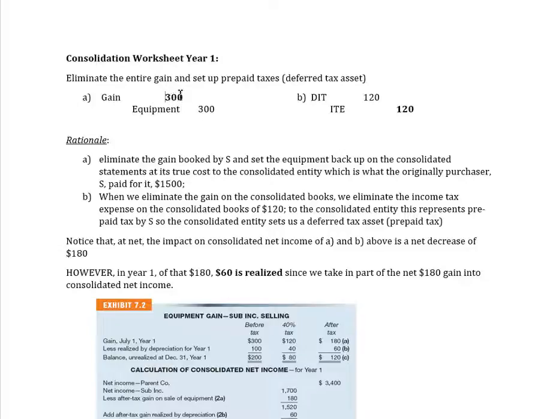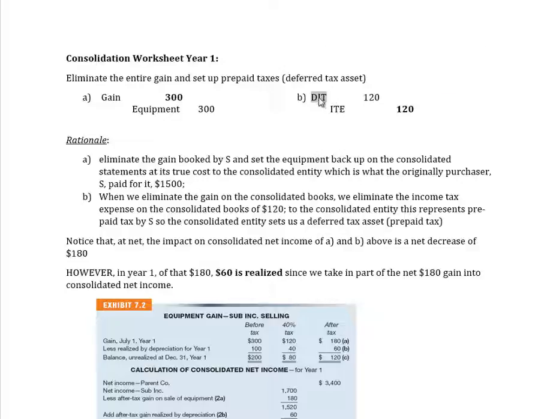If we're going to remove the gain, we also have to reduce the tax expense at 40% of that gain. The consolidated entity says, well, the sub has paid that tax, so they look at it as prepaid tax, or what I'm calling here a deferred tax asset. My acronym is DIT, D-I-T, for Deferred Income Tax. So you might see that from time to time in some of the videos. I refer to it as DIT, which is Deferred Income Tax.